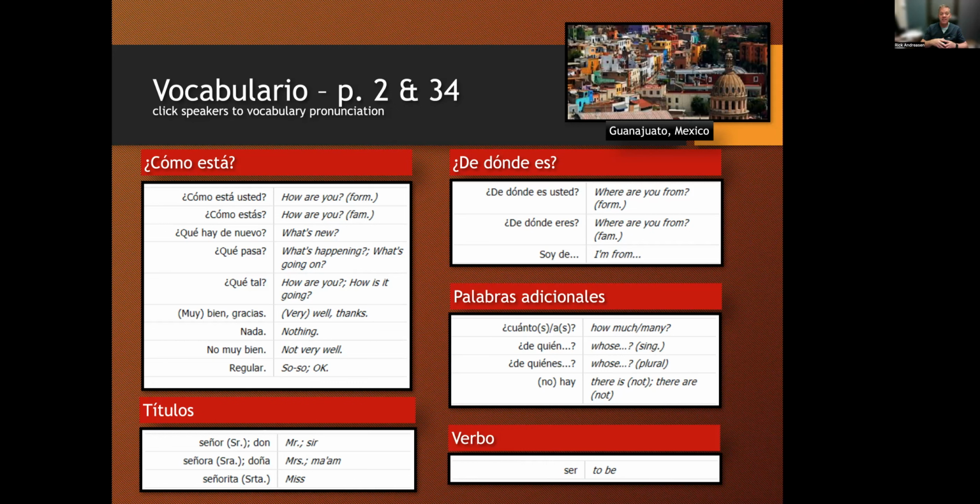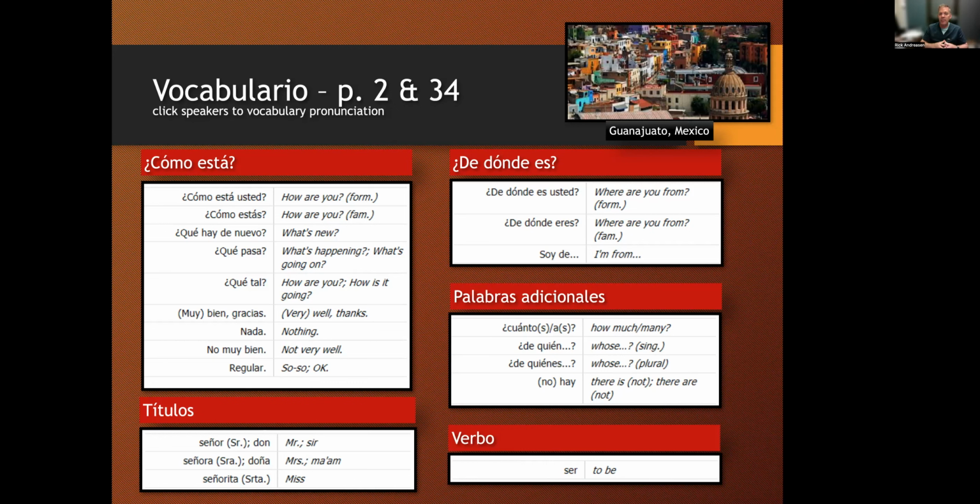Then we have some títulos, some titles of people. Señor, and the abbreviation is SR, means Mr. or Sir, and another fancy word is Don, like in Zorro. If you're watching Zorro, Don Diego de la Vega. Don just is an honorific title for Sir. Señora is abbreviated SRA. Señora. Doña is, again, an honorific way. Señorita is abbreviated SRTA, and that's Miss. That would be an unmarried woman.